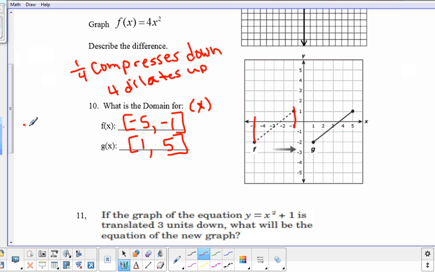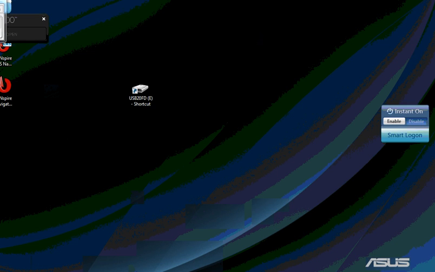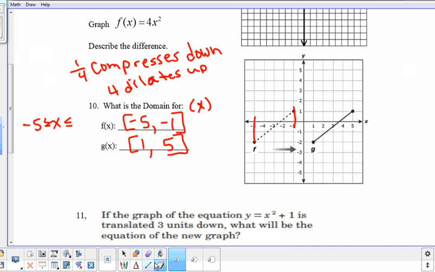Inequalities for these would look like this. -5 less than or equal to x less than or equal to -1. Having a little trouble with my inequality signs. Disappeared for a minute. But you're like, oh yay, I'm done. Nope, it's back. And then the other one is 1 is less than or equal to y less than or equal to 5.